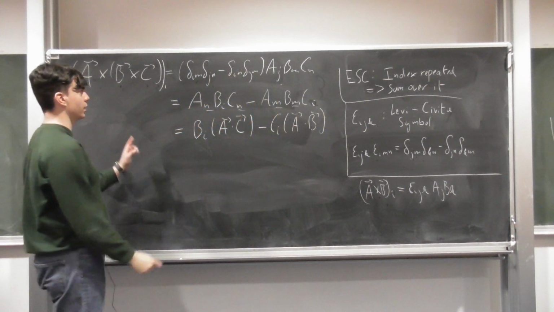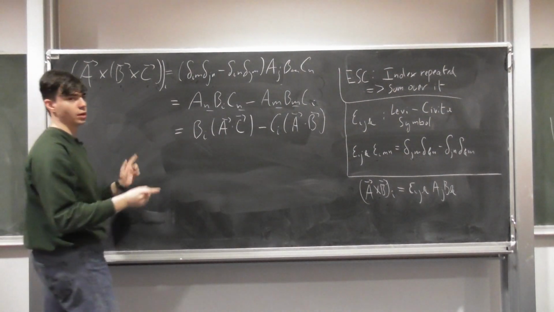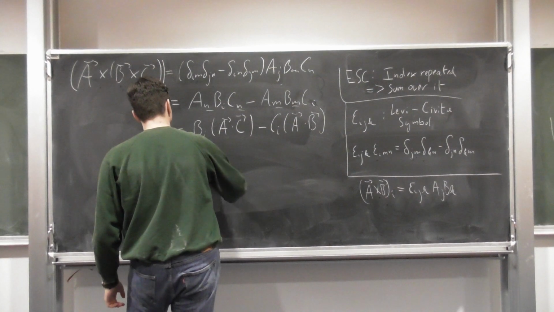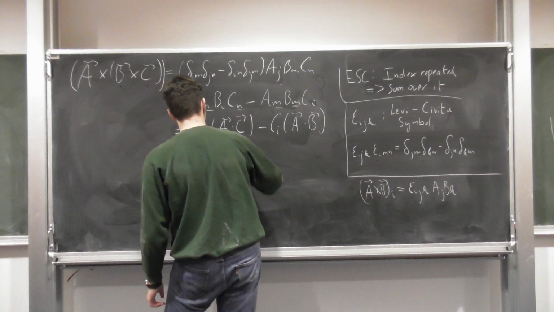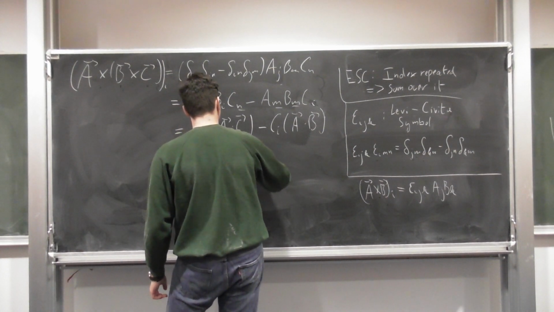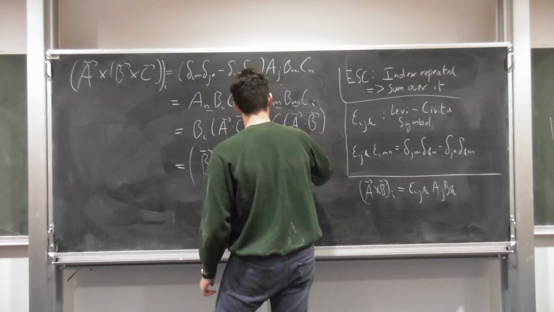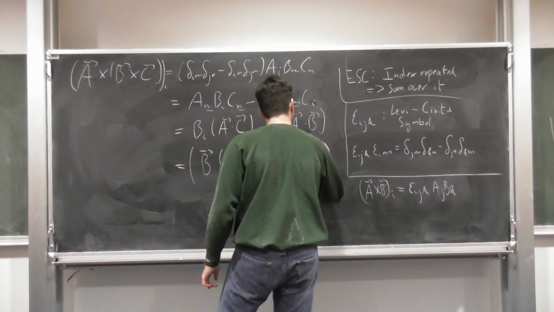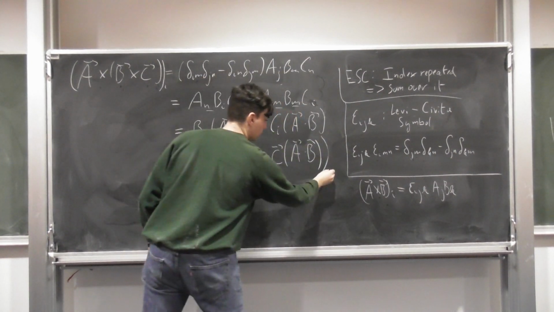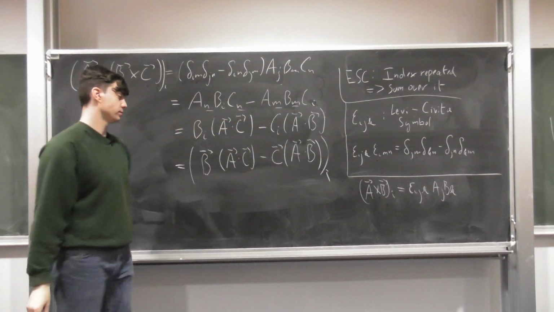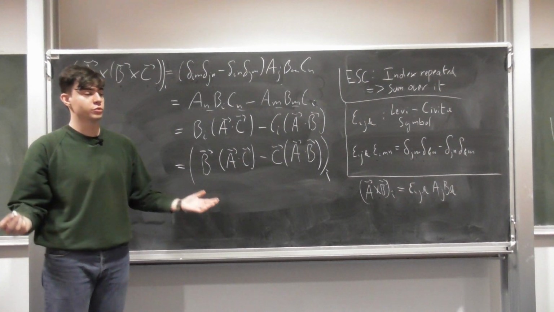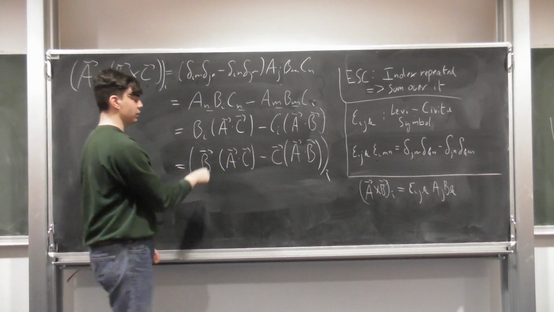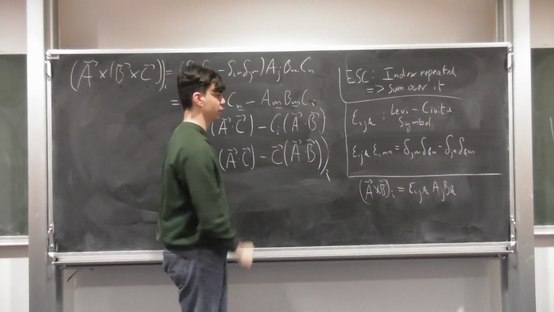But if you remember, we took the ith component of the left-hand side, so we're left with the ith component of the right-hand side, and this is equal to the ith component of b times some scalar, which is a dot c, minus c times some scalar, which is a dot b, so it's the ith component of that. So we've just proved the vector identity that a cross b cross c is equal to b times a dot c minus c times a dot b.